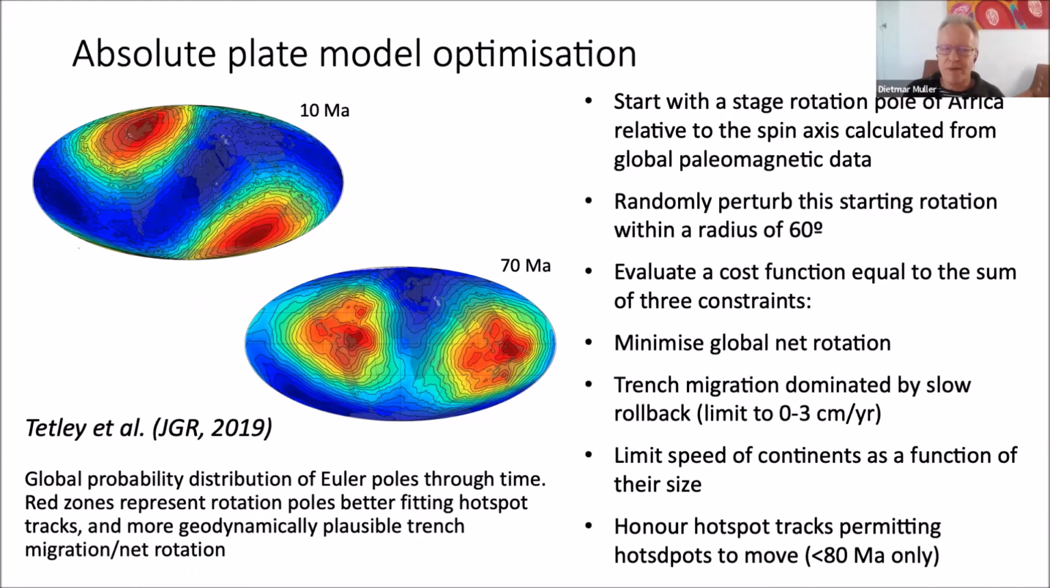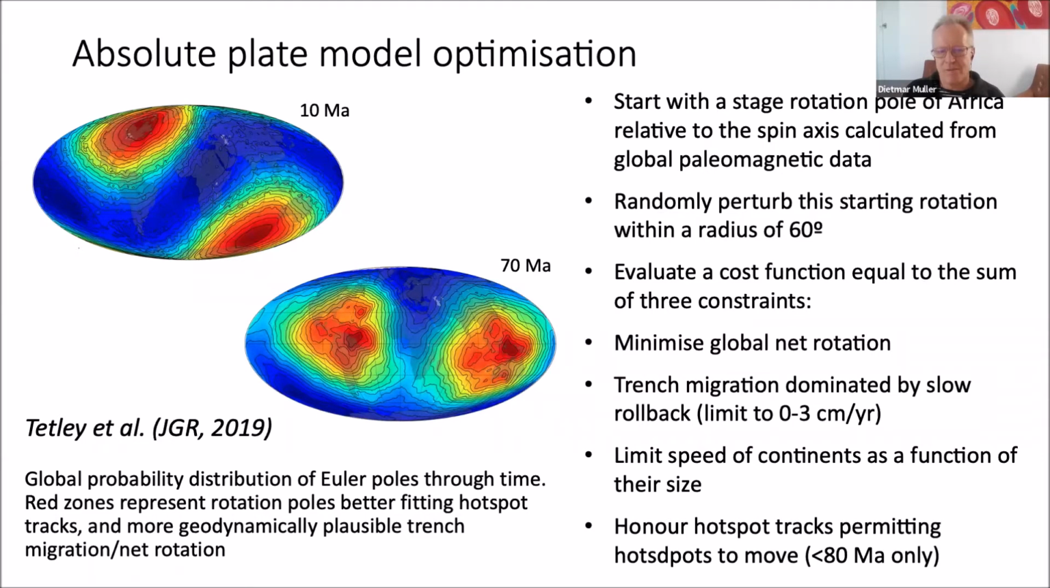So we want to minimize global net rotation to the bounds that I mentioned before. We want to have trench migration dominated by slow rollback and limited to less than 3 centimeters per year. And we also limit the speed of the continents as a function of their size. Now, we build that in as an additional safeguard because we know that there's a speed limit for large continents. And so there was a nice EPSL paper some years ago that Sabin Zahirovic, I think, was also in the audience, wrote to demonstrate that the speed limit is an important criterion as well.